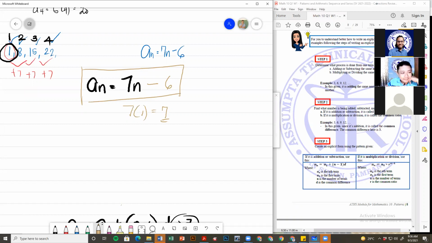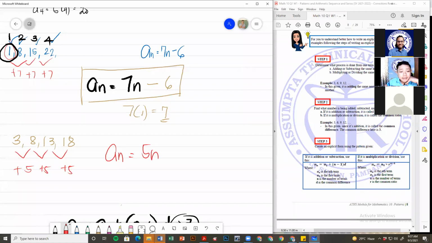One more. Ready? Let's try 3, 8, 13, 18. Ready? Gamitin natin yung process na yon. Let's do that process. What's the pattern for a while? What's the pattern? Okay, add 5. So plus 5, plus 5, plus 5. So automatically, I will already make A sub n is equal to 5n. Can you follow?